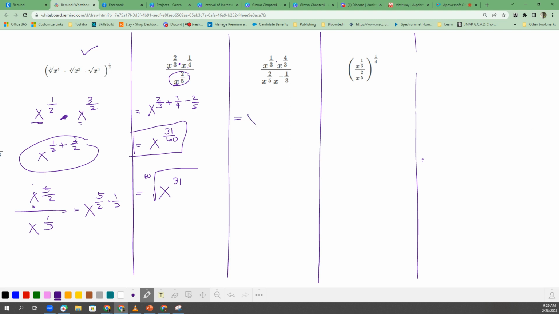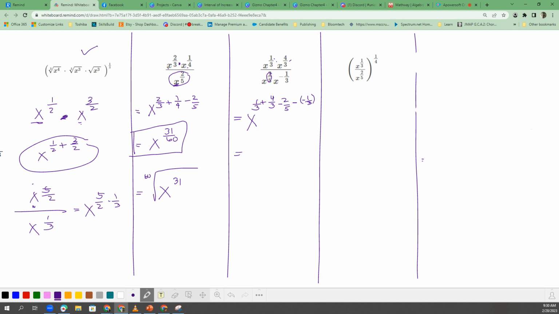Okay, so let's rewrite this. This is going to be x to the power of 1/3, the first one, plus 4/3, the second one, minus 2/5, which is the first in the denominator, and then minus -1/3. So you need to be very careful with that.